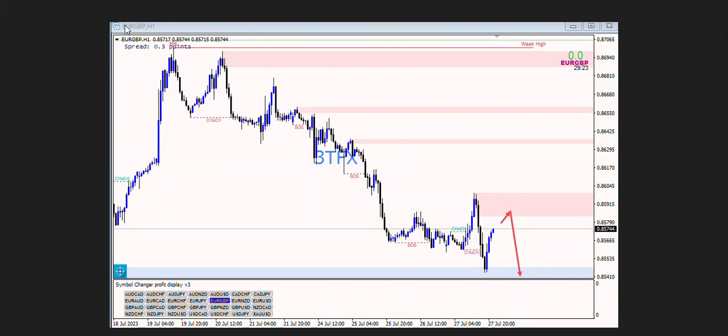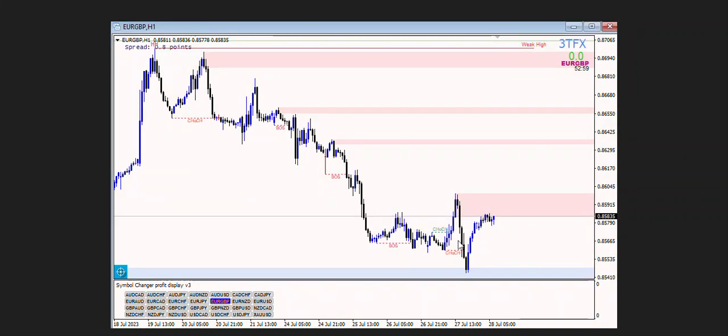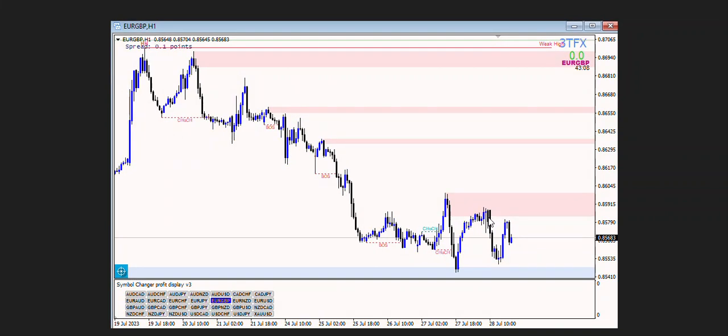Then later in the week, I got this Euro GBP setup on 1-hour time frame where I was expecting price to drop from this order block, and price got into the order block, and we had some pips from Euro GBP, although I didn't post this.